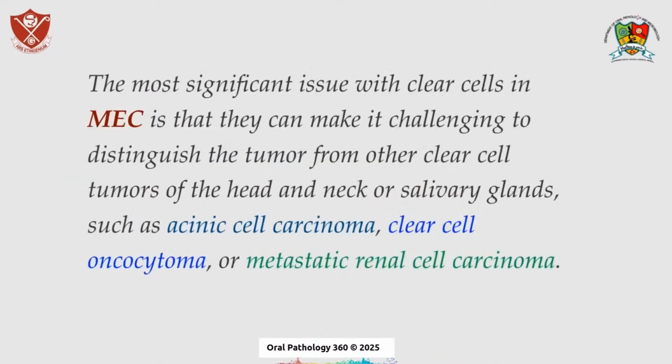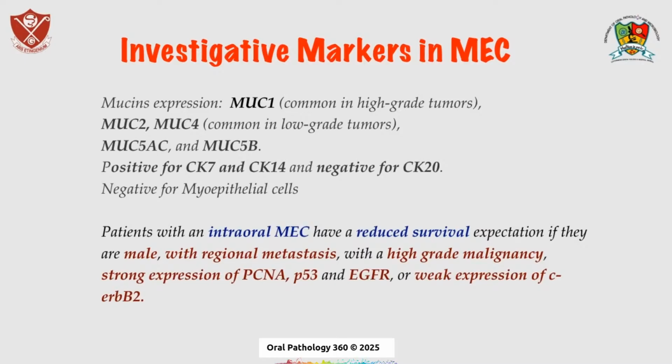Now, the most significant issue with the clear cells in MEC is that they can make it challenging to distinguish the tumor from other clear cell tumors of the head and neck or the salivary glands, such as acinic cell carcinoma, clear cell oncocytoma, or metastatic renal cell carcinoma. The investigative markers used in MEC include mucin expression, where high-grade tumors may show MUC1, low-grade tumors may show MUC2 and MUC4, and MUC5AC and MUC5B can also be positive. The lesions are positive for CK7 and CK14 and negative for CK20.